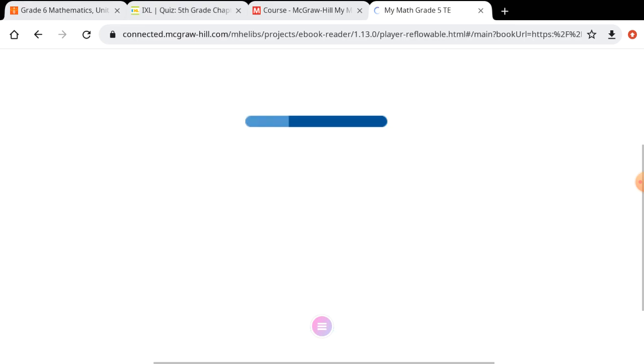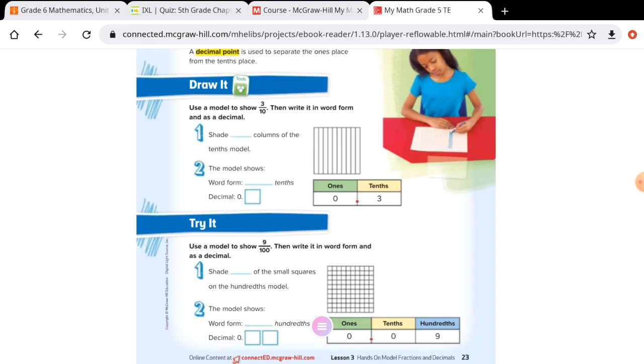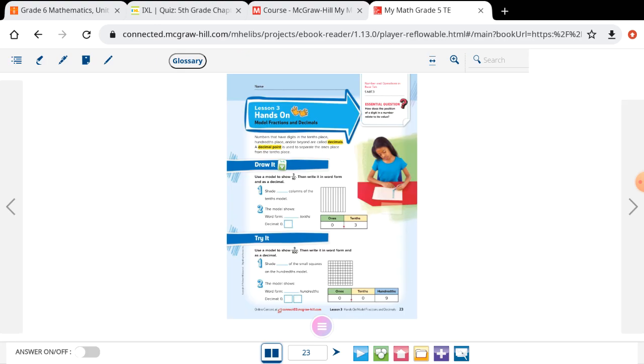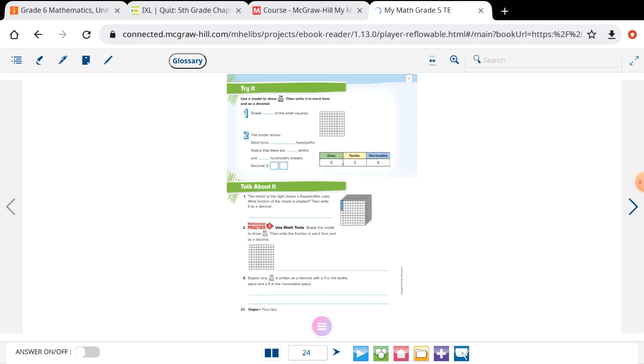Okay, so it tells us the model on the, darn it. Did it go to the next page? Or did it go backwards a page? Okay, let me get back to page 24.